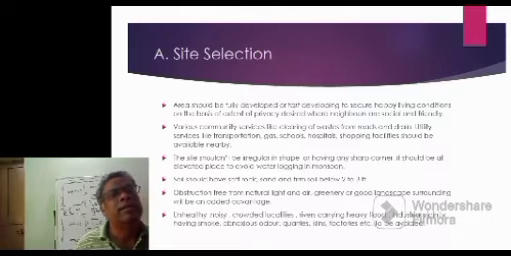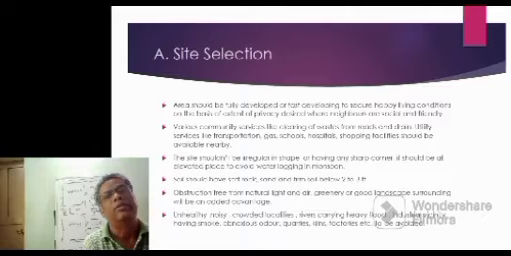Number 1: the area should be fully developed or fast developing to secure happy living conditions, on the basis of the extent of privacy desired, where neighbors are social and friendly. This is point number 1. It's an important one. Then various community services like clearing of waste from road, drains, and utility services like transportation, gas, schools, hospital, shopping facilities should be available nearby. It is a very essential part.